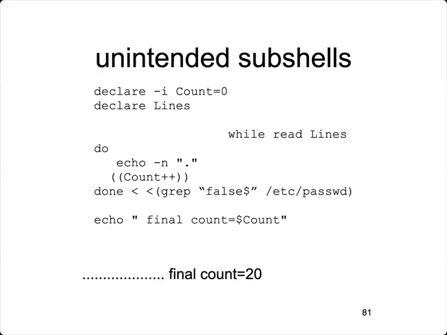Now, let's say we want to count the number of user entries in the password file that have their shell set to false, right? Now we know 20. Is there something a little more complex in there that justifies the named pipe?